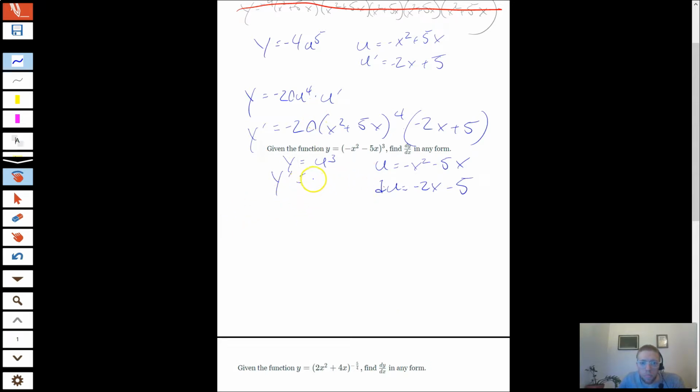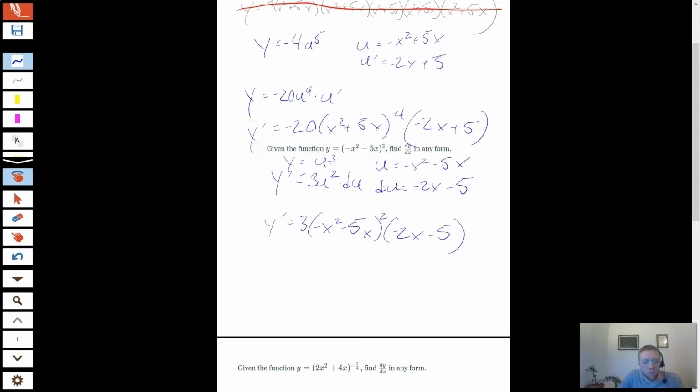So y prime is going to be 3 times u squared du. And that's really y prime is 3 times (-x squared minus 5x), and then (-2x minus 5). Let's not forget my exponent there. And that's it. So that's the chain rule. Again, we have the derivative of the outside times the derivative of blah.